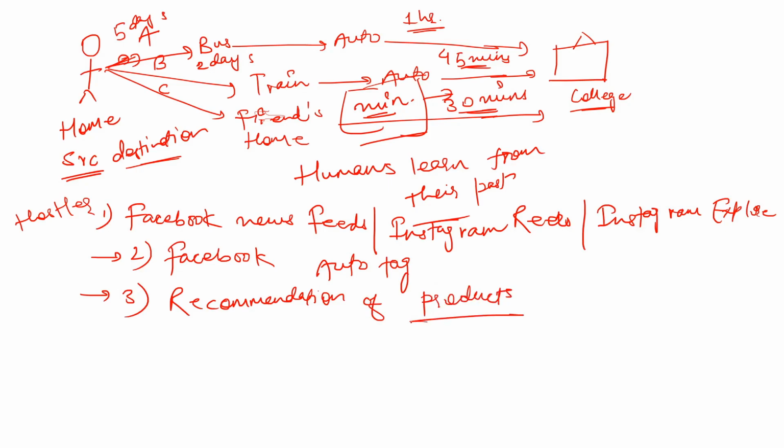Here, let me generalize this term product. This product can be a product on an e-commerce website. It can be a song which you're browsing on any of the music platforms, let's say Spotify, Wynk, Gaana, anything. This can be a video which you are browsing on Netflix, Amazon Prime, etc.